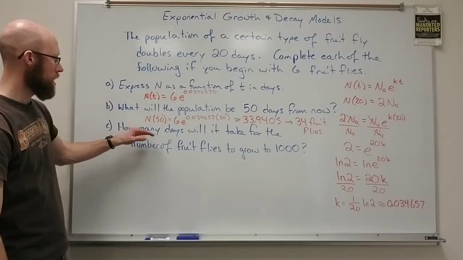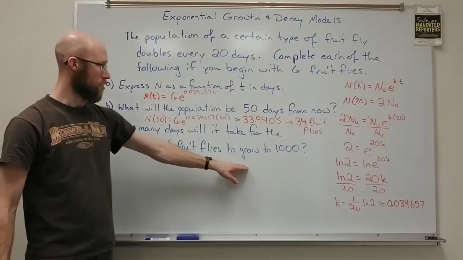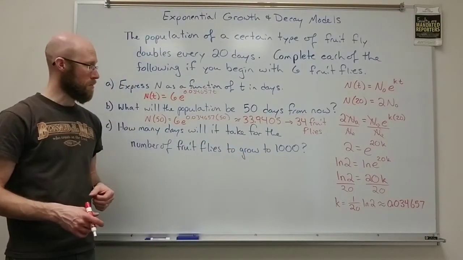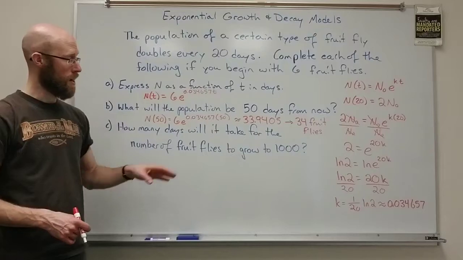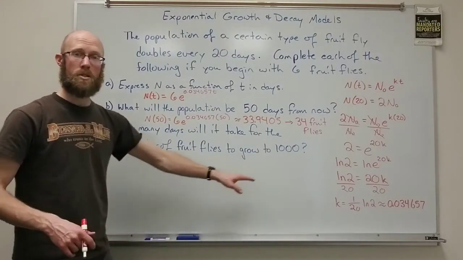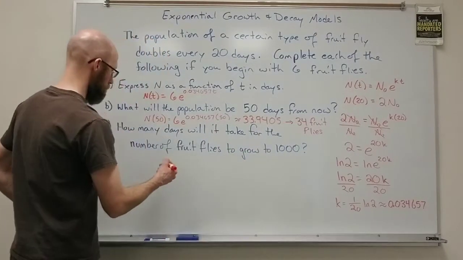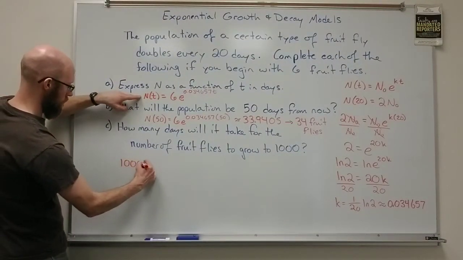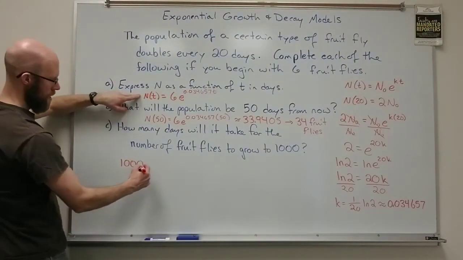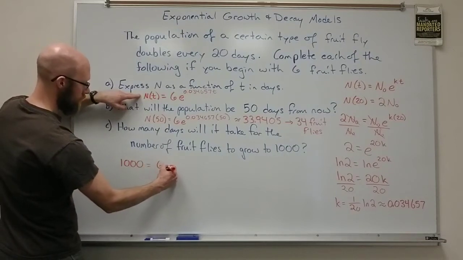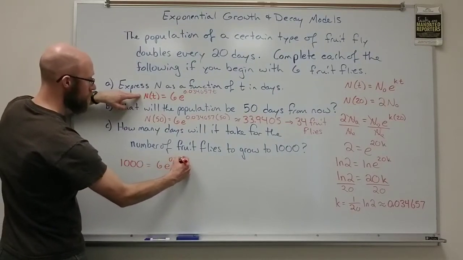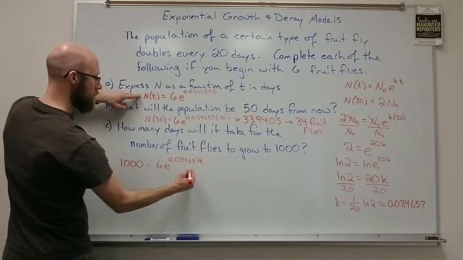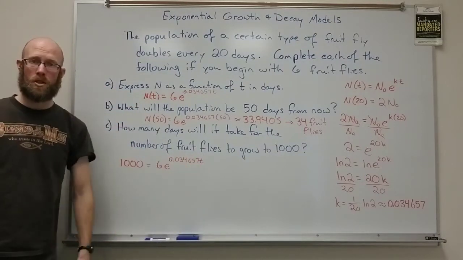Here it says, how many days will it take for the number of fruit flies to grow to 1,000? So you fill this environment up to 1,000 fruit flies, let's say. How long will it take? Well, that's going to be your final value. So we're going to solve by putting 1,000 in for the number N. That equals 6e^(0.034657t). We're going to solve this for t.